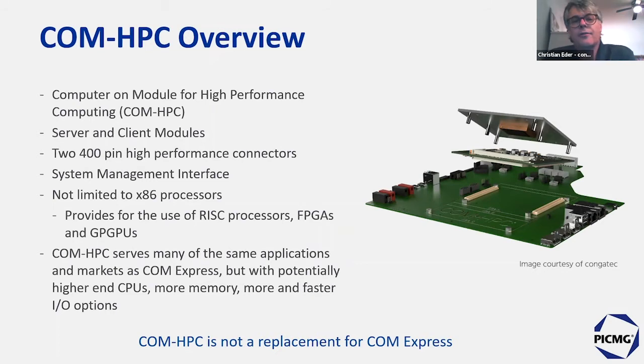So the target of COM-HPC is high performance and a huge amount of interfaces. And it's split into 2 different module types, one for server type of applications, I mentioned this before, and another one which is focused on client applications. The difference between server and client is you need displays or you don't need displays. We have 2 high density connectors selected with 400 pins each, so there's a total pin count of 800 pins.